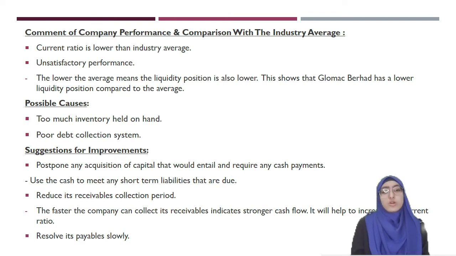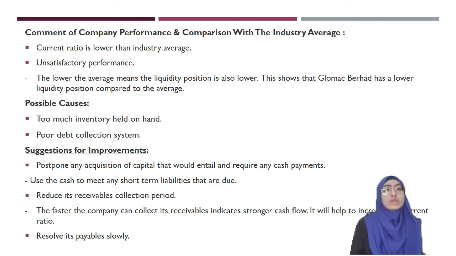What are the possible causes? Number one is too much inventory held on hand. We can see from the total amount of closing inventory for the years ended 2018 and 2019. For the year ended 2018, the inventory was approximately 1.2 million, and for the year ended 2019, the closing inventory was approximately 1.1 million. So we can see there is a decrease in the amount of inventory, but the decrease is insignificant to the current ratio.